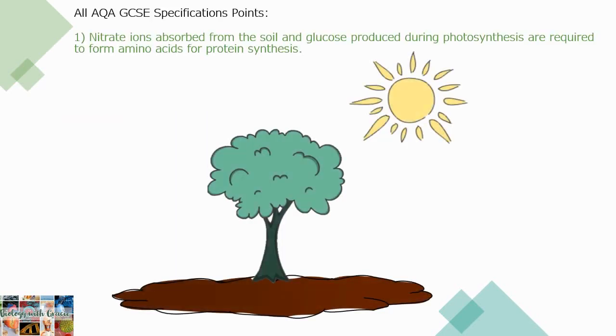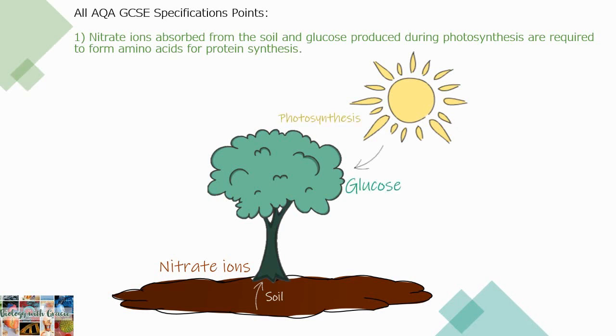For our first point, we're going to be discussing what the plant uses and what the plant needs to form amino acids for protein synthesis. The first component required by plants is nitrate ions, and these are absorbed from the soil in solution. Nitrate ions are made up of nitrogen, as the clue is in the name, and nitrogen is an essential component of amino acids, hence the plant needs it in order to form them.